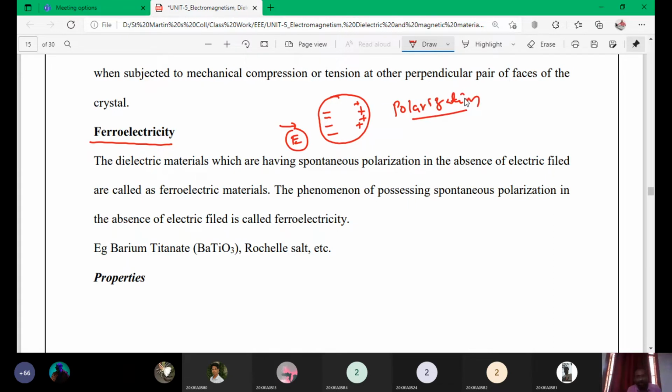Now suppose you remove this electric field, so you make this electric field zero. Then what should happen here?